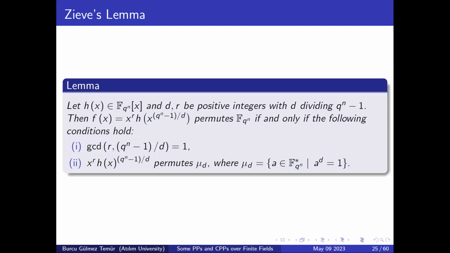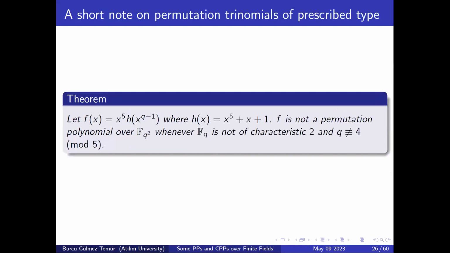So the permuting set becomes very small compared to the big field Fq to the power n. But it looks simple, but in most of the cases, it is not so simple to show that a polynomial permutes mu d. And I will show you our first result on this.